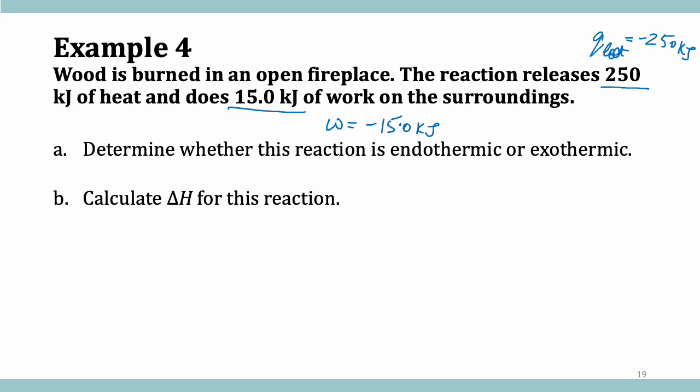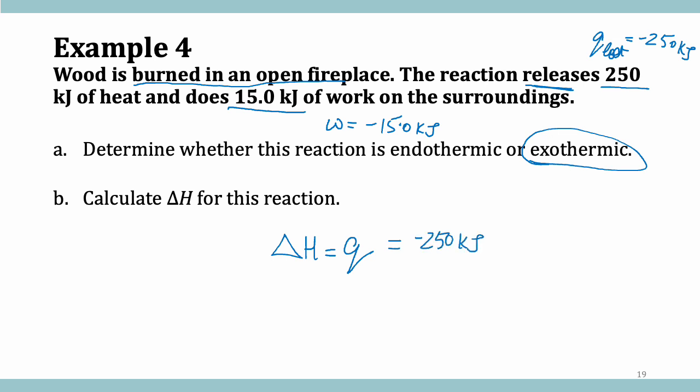Determine whether this reaction is endo or exo. Because the reaction is releasing heat, it is exothermic, exiting the heat. Calculate delta H for this reaction. What is delta H? We know delta H for a reaction is equal to the Q for that reaction if it is done at constant pressure. Wood is being burnt in an open fireplace. That means it's open to air, so it's under 1 atmospheric pressure, which is not changing. So heat here is going to be equal to delta H, and what was the heat? It was negative 250 kilojoules, and that is it. Delta H here is negative 250 kilojoules.